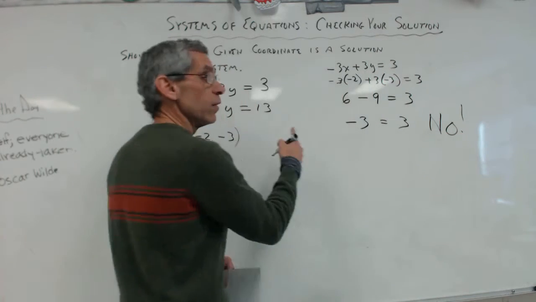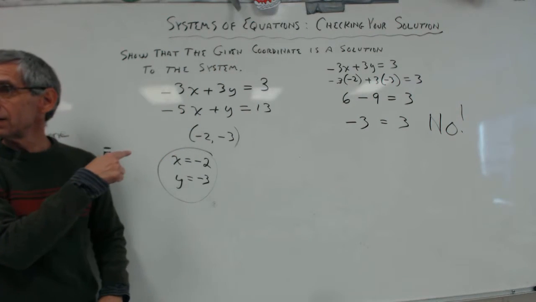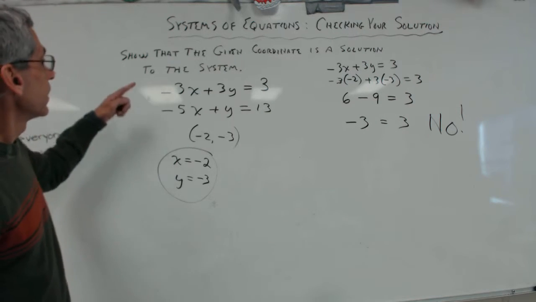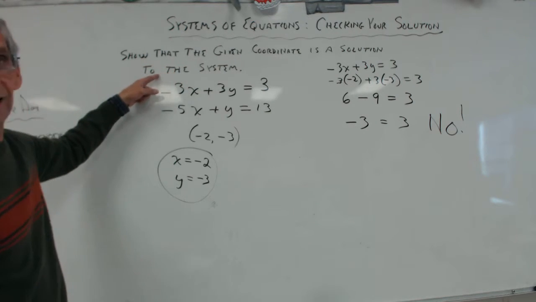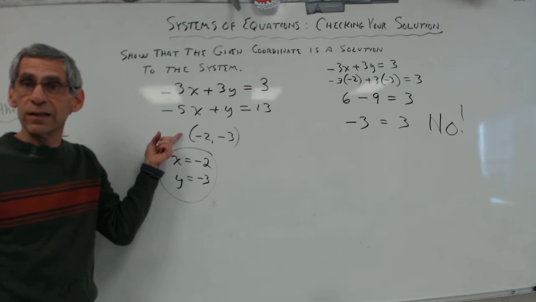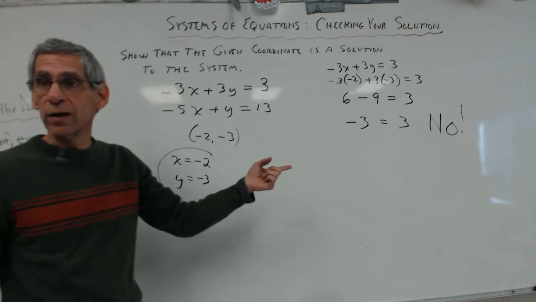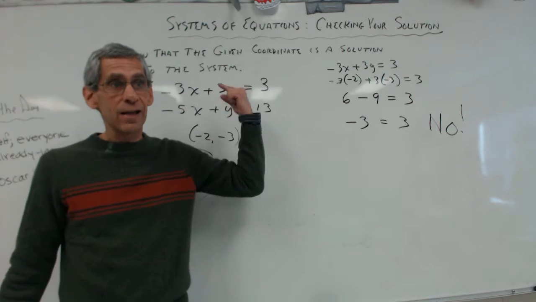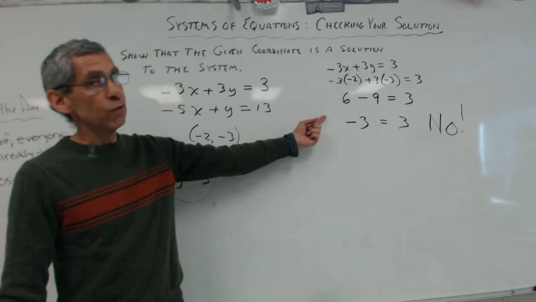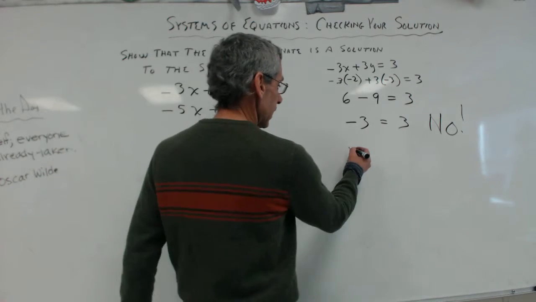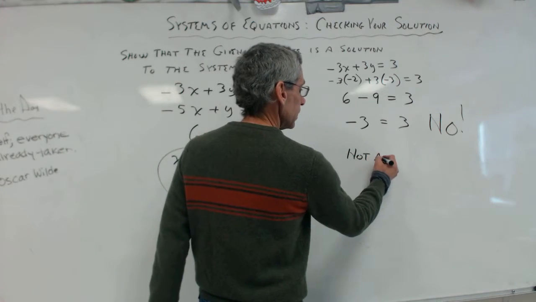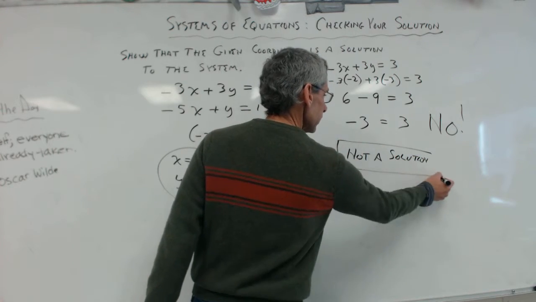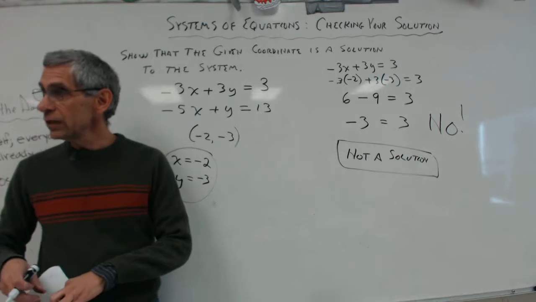All right, do I have to now check the other equation? No, because it doesn't work. It's asking, is it a solution to the system? It doesn't matter if it works in the other one. If it doesn't work in the first one, I know it's not a solution to the system, because the solution to the system has to be true for both of them, and it's not true for the first one. So immediately I say not a solution. Does that make sense? You guys get it? It's really easy.